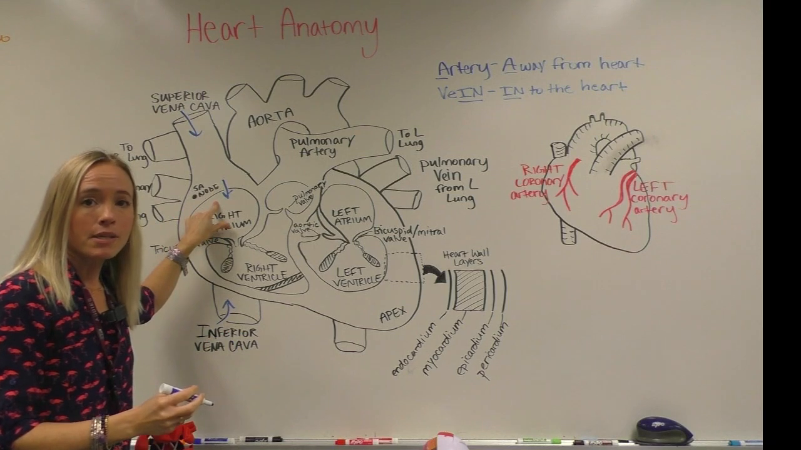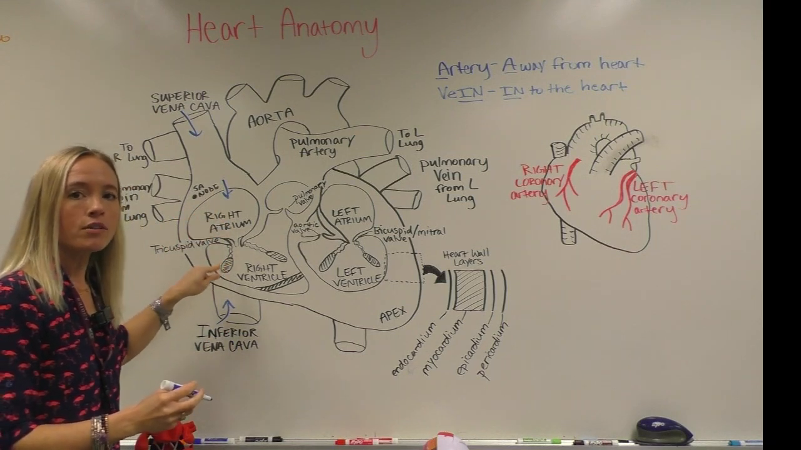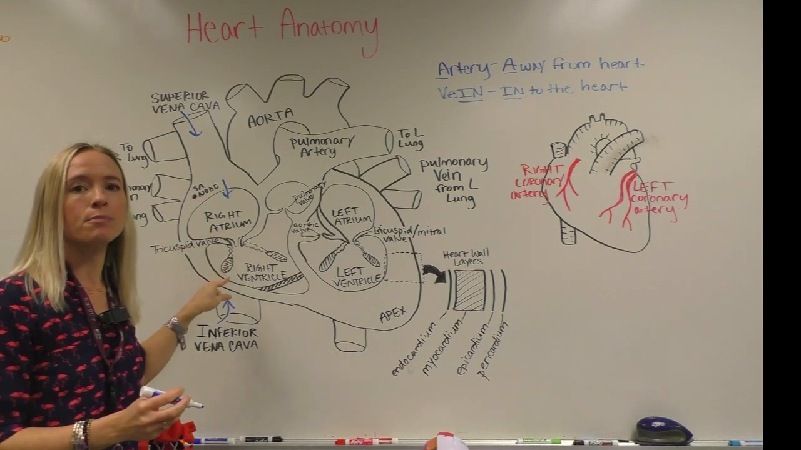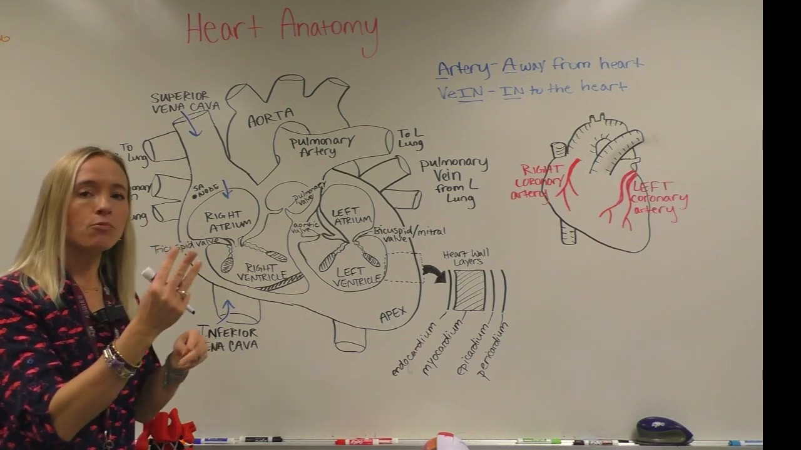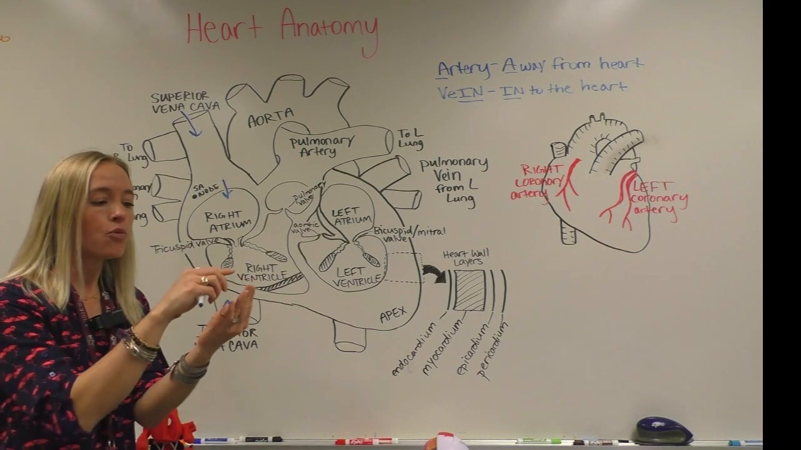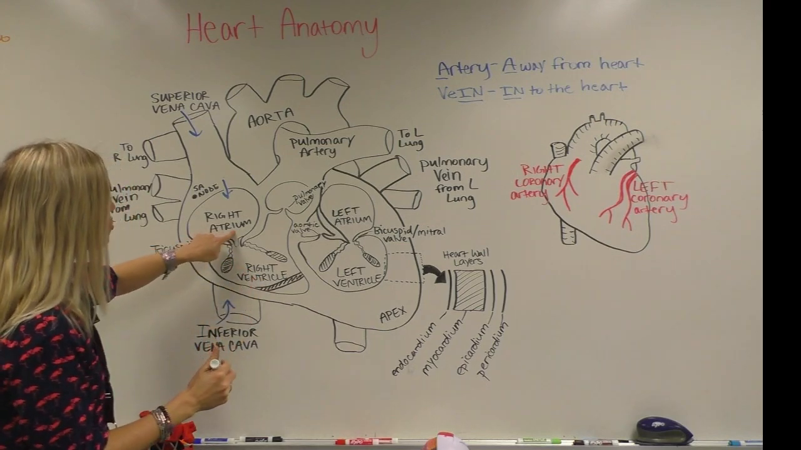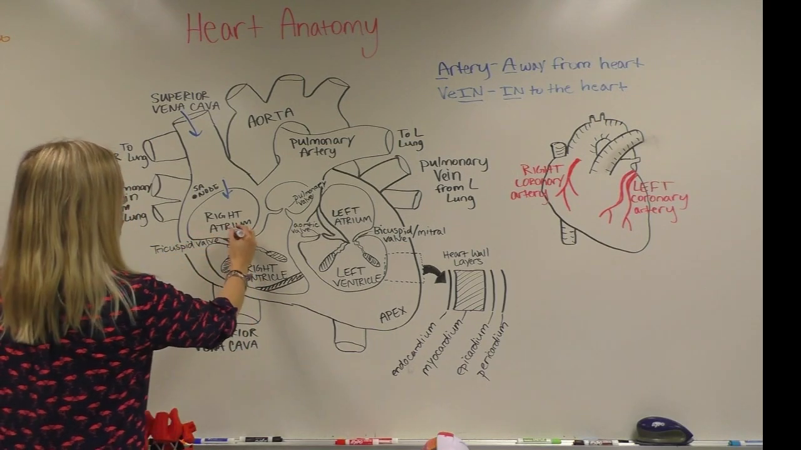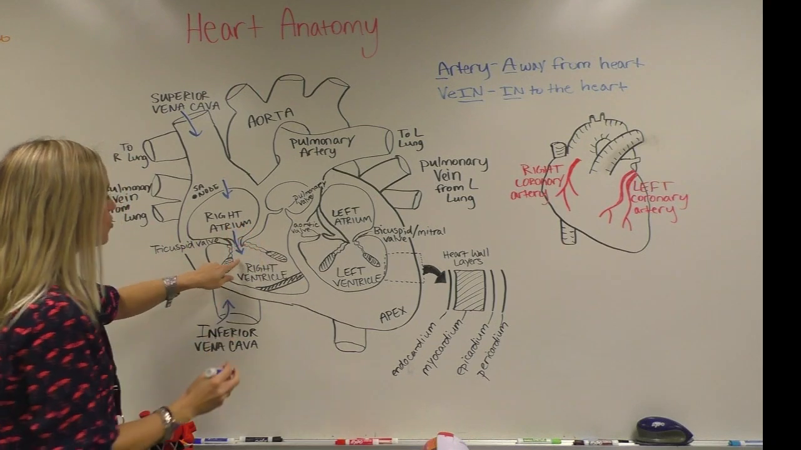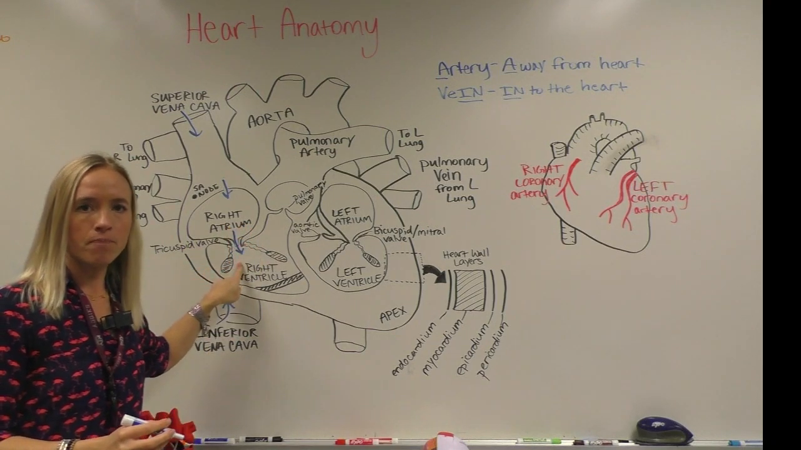From the right atrium, it's going to pass through our first valve, called the tricuspid valve. Tricuspid means 3 flaps, and when you look in a heart, you can actually see 1, 2, 3 flaps, and that is going to open and allow the blood to come in to the right ventricle.